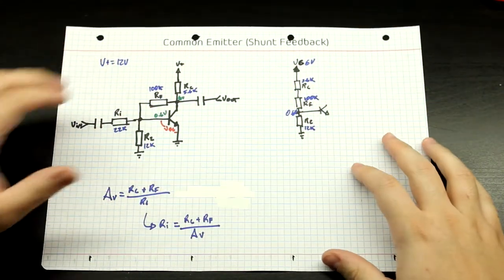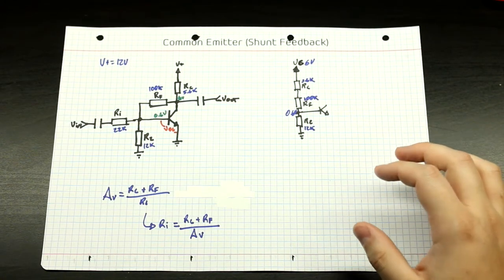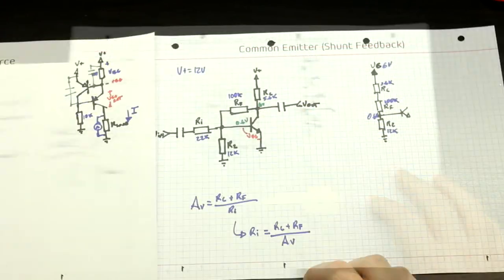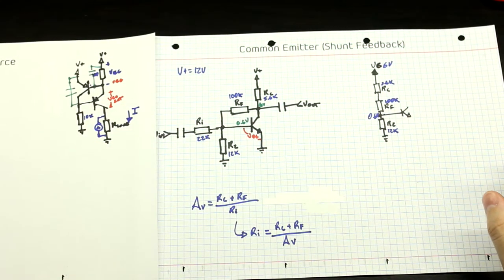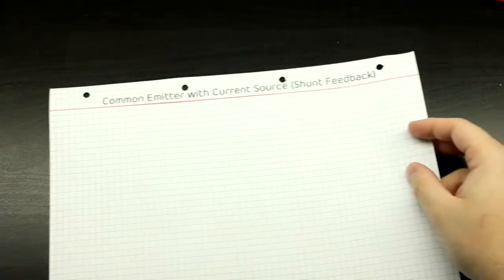So in today's video, we are going to improve this circuit so that we get more gain with better linearity and less distortion. And the way that I said we are going to do it is to add a current source, like we've discussed in a previous video. So let's merge these circuits together into a common emitter with a current source, okay?